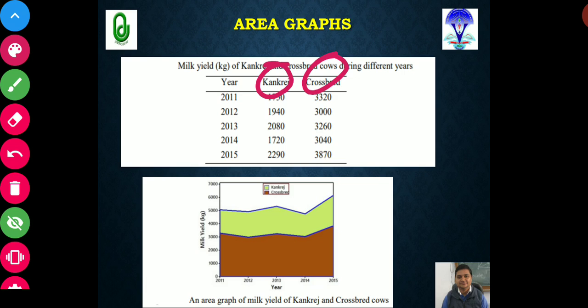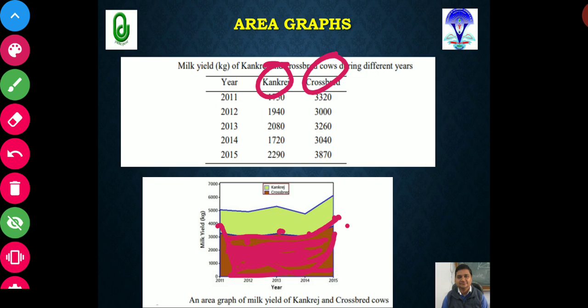So first, for crossbred cattle in 2011 it is 3320, so it has been marked at 3320. Then in 2012 it is 3000, so marked. Then 3260 again, then 3040, then 3870. Likewise we will make this line and we will color the area below it. So this is how the area diagram is prepared.